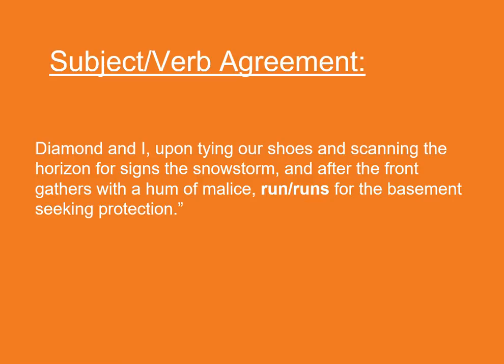This could be difficult. So what you need to do is identify the subject. There are lots of nouns here. Notice that. We've got Diamond and I, shoes, horizon, signs, snowstorm, front, hum. All of these are nouns. So if you're just looking for nouns, it's not going to work. A lot of times you've got to go back to the very beginning of the sentence and figure out what the subject is. So Diamond and I, so we know that's plural, which means we're going to choose run here. We've got more than one person here. That means that there would be an S technically if we were talking about Diamond and I. So it's going to be run.